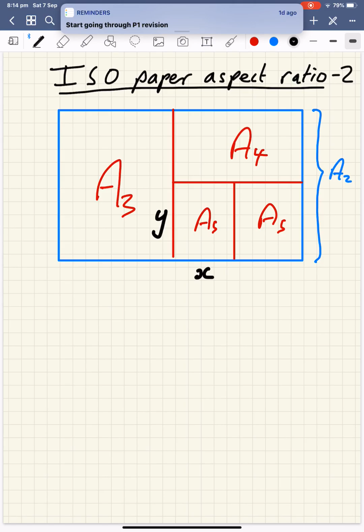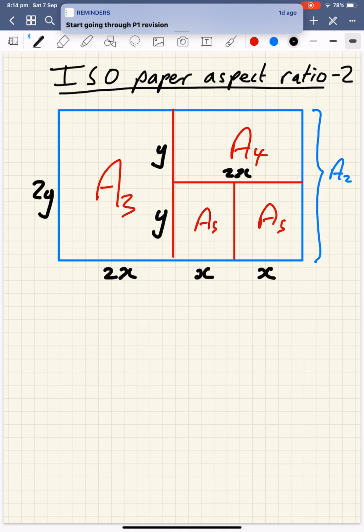If I now consider the A4 sheet of paper, which is made up of two of the A5 sheets of paper, that will have a width of Y and a height of 2x. And if I label both of the A4 sheets of paper that way, I have Y and 2x as well. And now if I consider the A3 sheet of paper, we can see that the shortest length, the width, is 2x and the height is 2y.